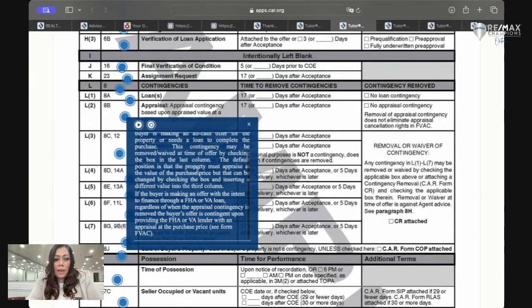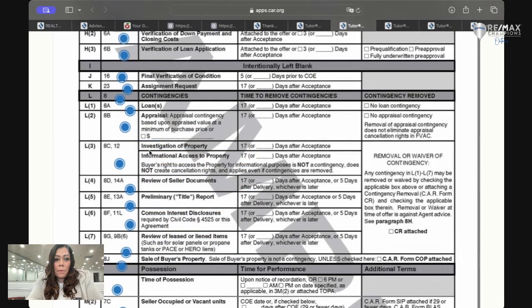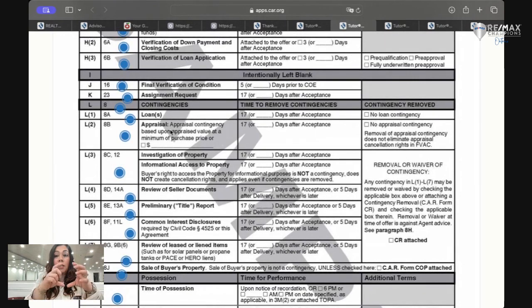So if you guys see there, on appraisal, if you notice in the box, it does say appraisal contingency based upon appraised value at minimum of purchase price, or you can put a price there. So if your client's willing to pay above, let's just say it comes in lower. Let's say you offer 500, but you say, you know what, I'll pay 505 or 495 or whatever the case is. You can put a different amount in there if you wanted to.